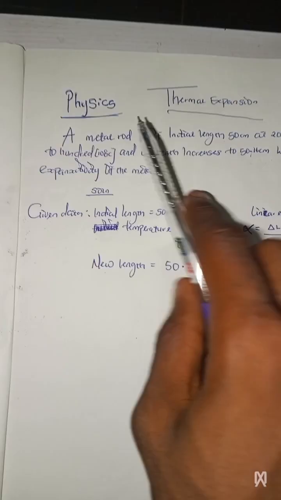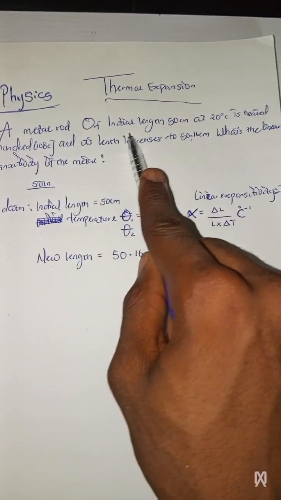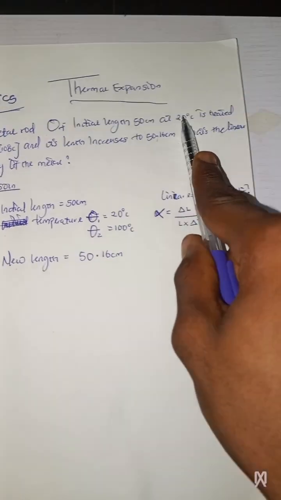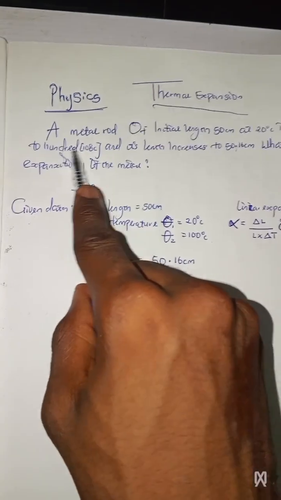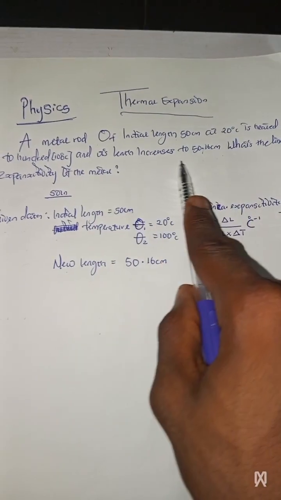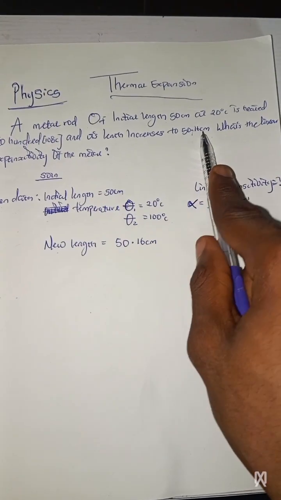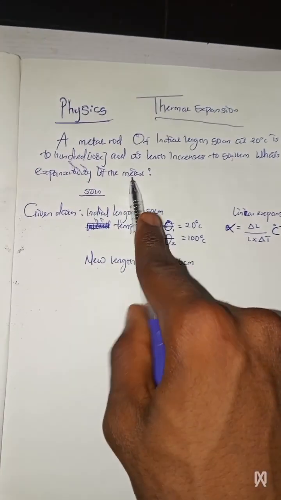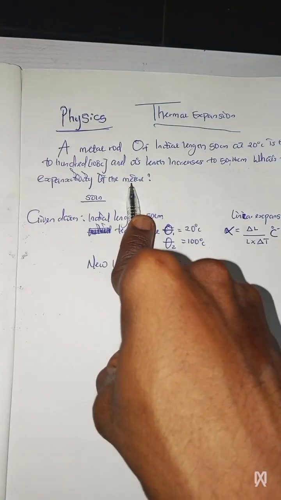So the question goes like this: a metal rod of initial length 50 cm at 20 degrees Celsius is heated to 100 degrees Celsius and its length increases to 50.16 cm. What is the linear expansivity of the metal?